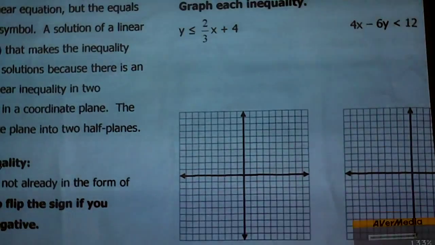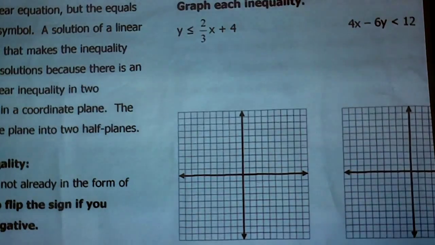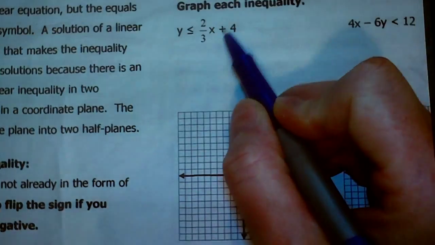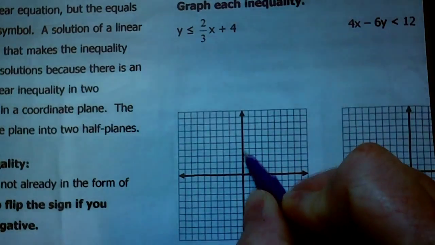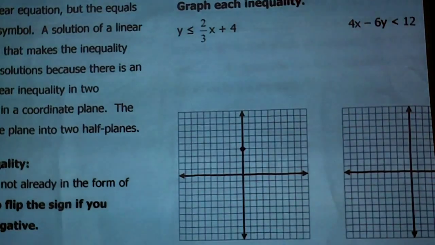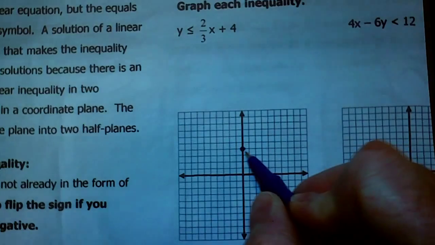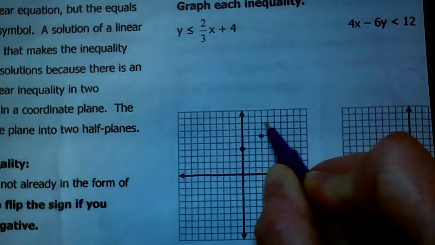So I'm going to graph this just like I did before. I'm going to plot the y-intercept on my graph. So this plus 4 means that the y-intercept is 0, 4, 1, 2, 3, 4. And then 2/3 x, my slope is already in the form of a fraction. 2/3 means up 2, right 3. Up 2, right 3.